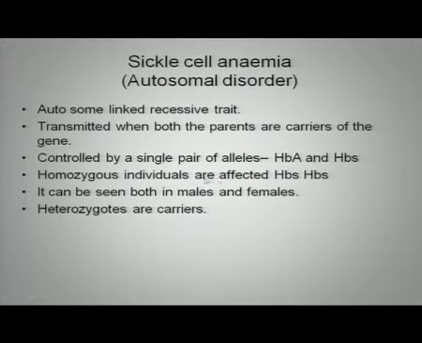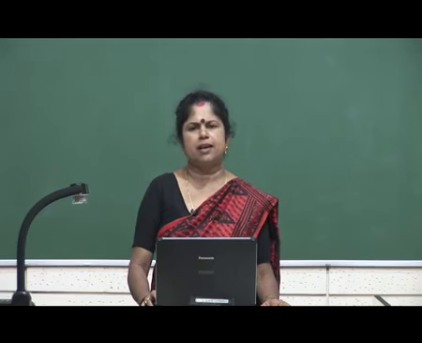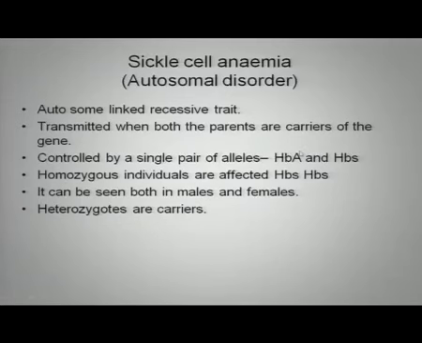Homozygous individuals, that means HbS HbS, are the affected individuals; they have sickle cell anemia. It can be seen in both males as well as in females, because it is an autosomal linked character. Here also the heterozygotes are the carriers. They have HbA allele for normal hemoglobin and HbS allele for sickle cell hemoglobin.